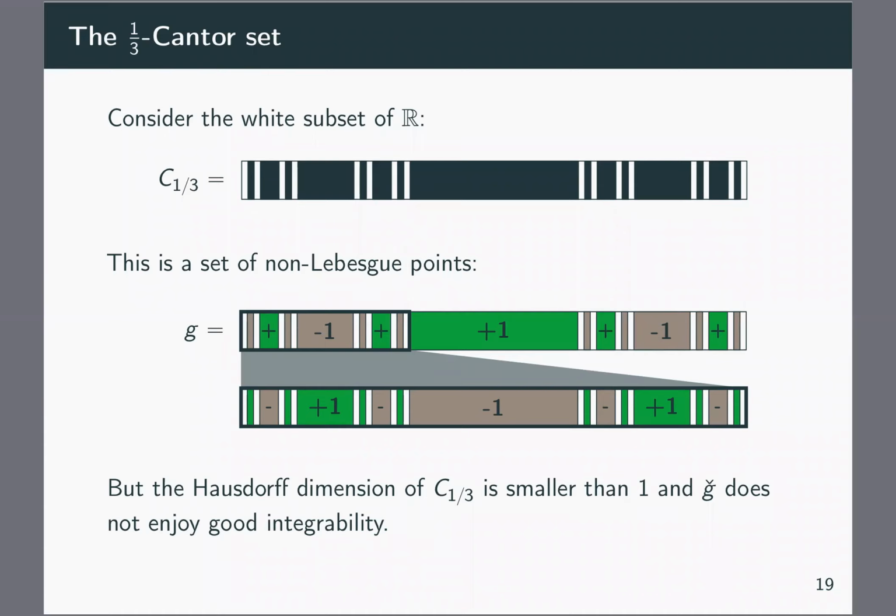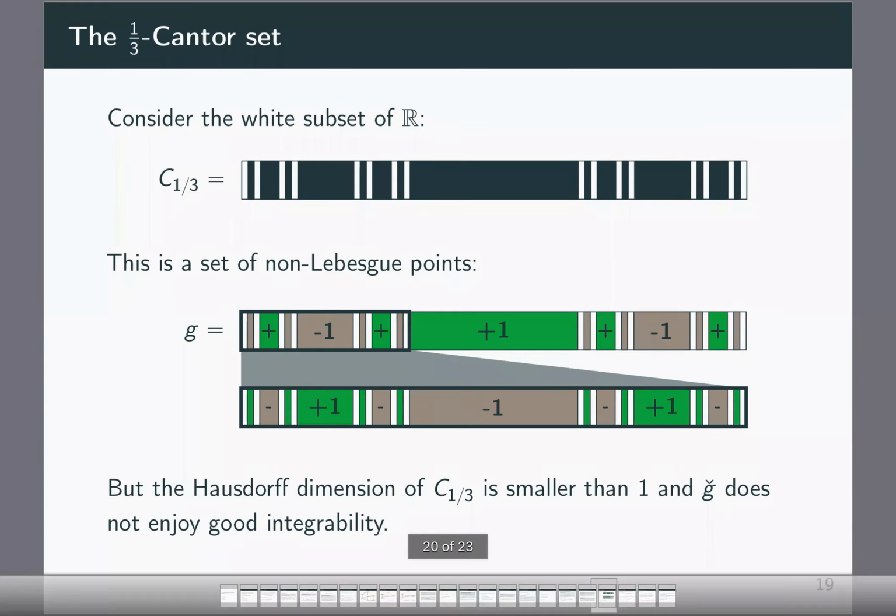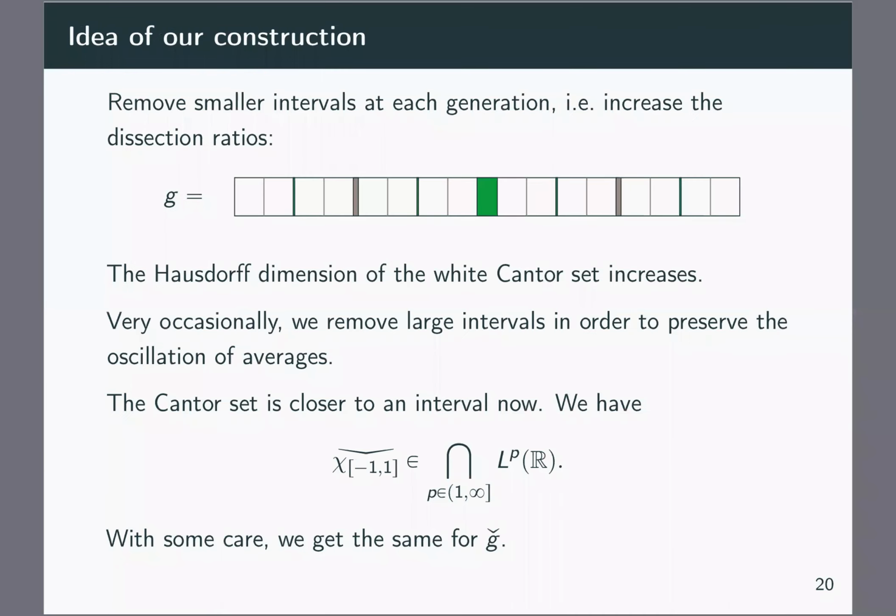We have a set that is a non-Lebesgue set of a certain function. But the theorem claims a lot more, namely we wanted this set to be full dimensional, which we don't have. This 1/3 Cantor set has a dimension that is smaller than 1. And also the theorem wanted the inverse Fourier transform of g to lie in all those L^p spaces for p larger than 1, which is not true here. The inverse Fourier transform is hardly in any L^p spaces in this case. So we need to improve our construction.